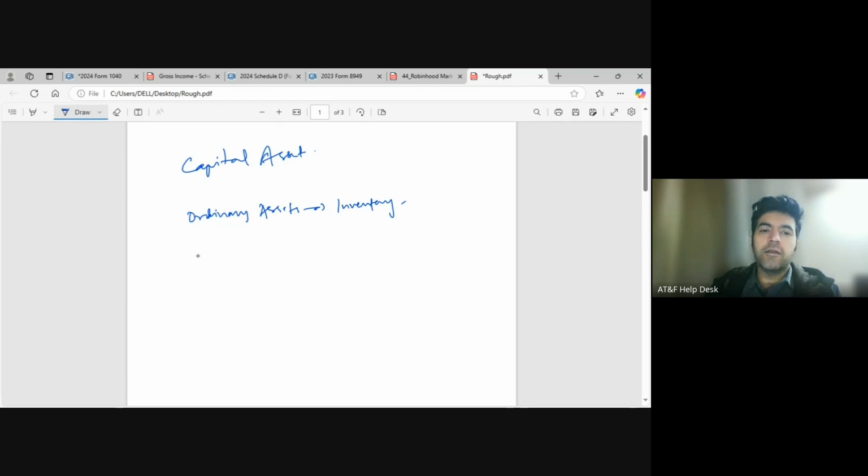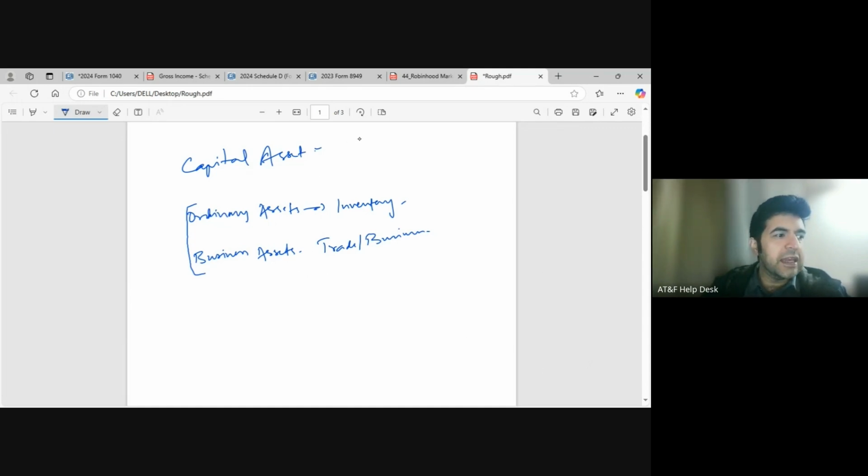Then we have business assets. So business assets are basically nothing but assets that we use for trade or business. So those assets which we use for trade or business are known as business assets. Lastly, we have capital assets which are not covered in these two. Those are known as capital asset.